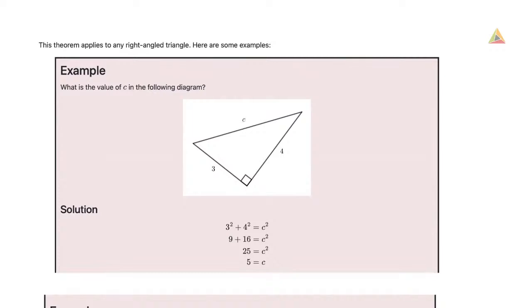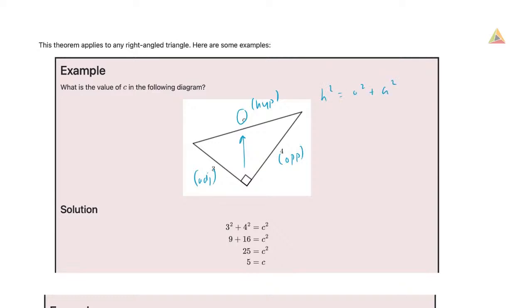So the example there: what is the value of C in the following diagram? They've given us one side of 3, another side of 4, and the missing side, which is C. Now C is opposite the right angle, as you can see. So C is the hypotenuse. Now because we don't actually have an angle in that diagram, it doesn't matter which way you label the opposite and adjacent. So I'm just going to say that this is the opposite and this is the adjacent. So the rule is hypotenuse squared is equal to the opposite squared plus adjacent squared.